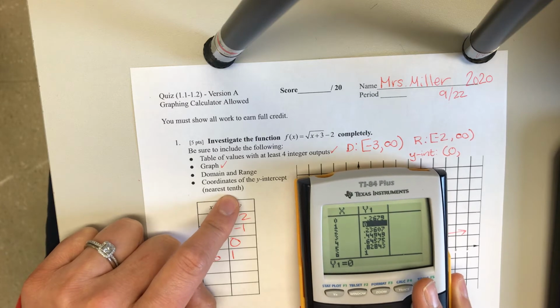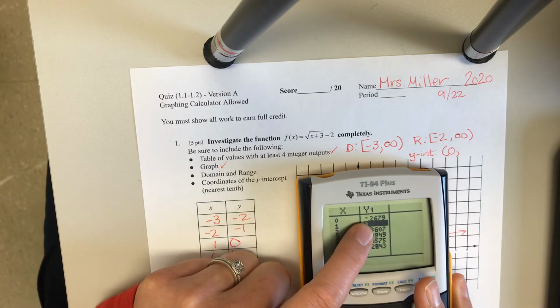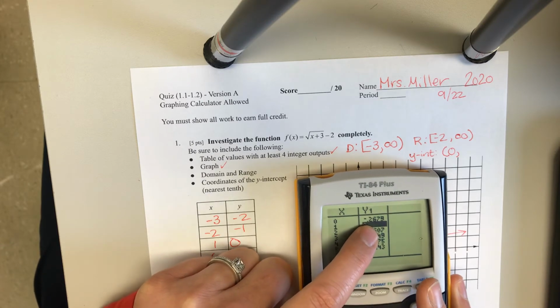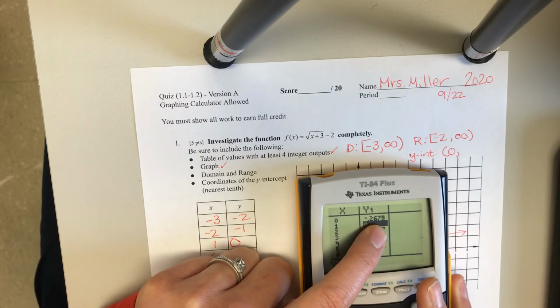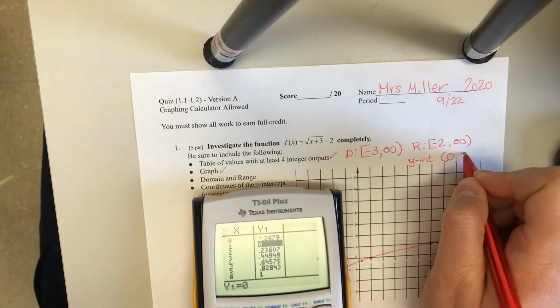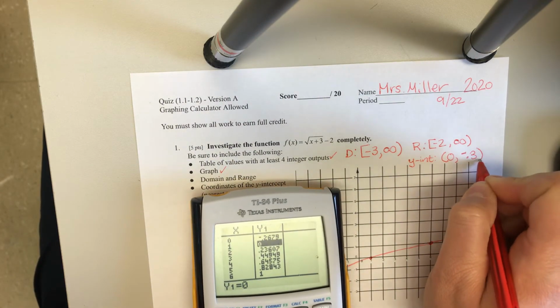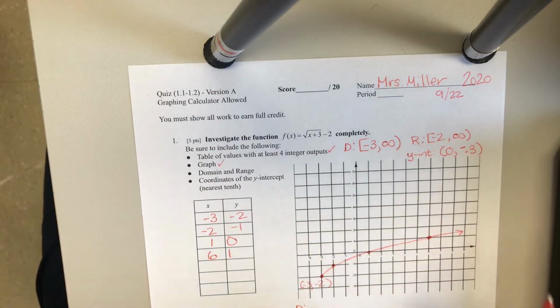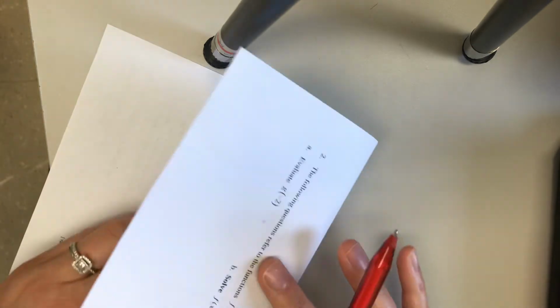Nearest tenth is 1 spot after the decimal, so -0.2679. The first spot after the decimal would be 0.2, but I have to look at that 6. That 6 rounds it up to -0.3. Again, if you had the right answer, I did not take points off, but in the future, if you don't round correctly, you definitely could lose points.